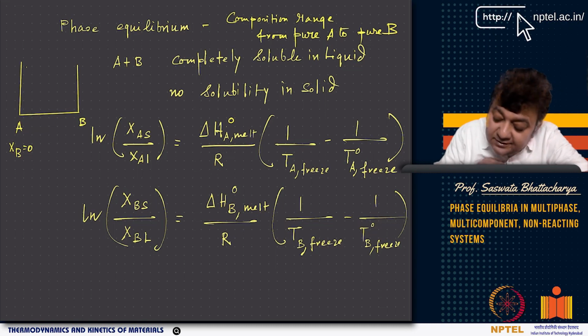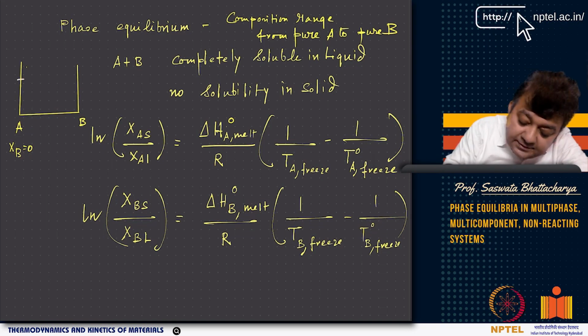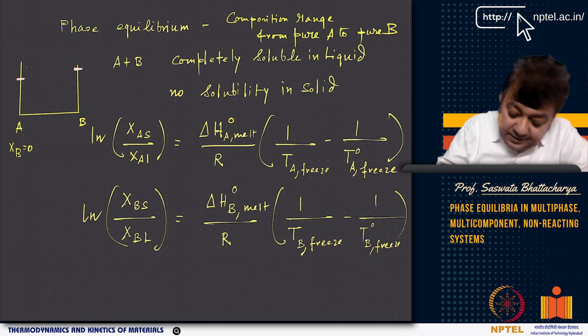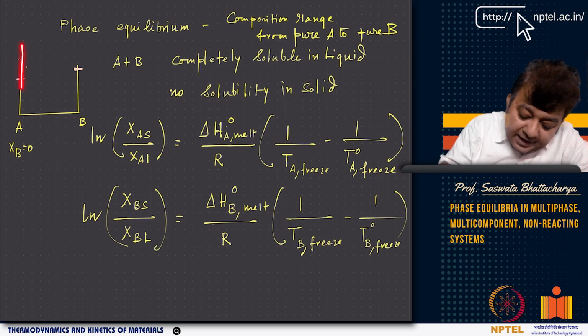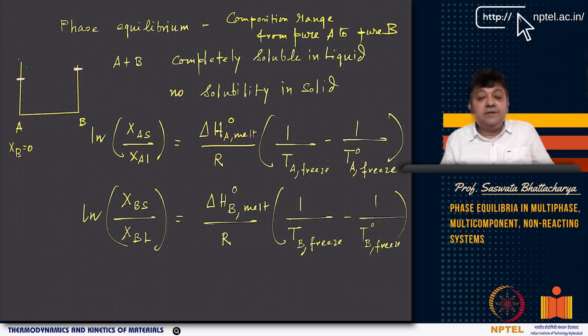Now in that case, you have delta H_A^0 melt by R and 1 by T_A freeze. Say, for example, T_A freeze is somewhere here, and T_B freeze is somewhere here. That is always possible, right? So this is the pure A axis, and this is the pure B axis, right? Now if you see, we are looking at delta H melt, which is for pure A, the heat of transformation during melting.